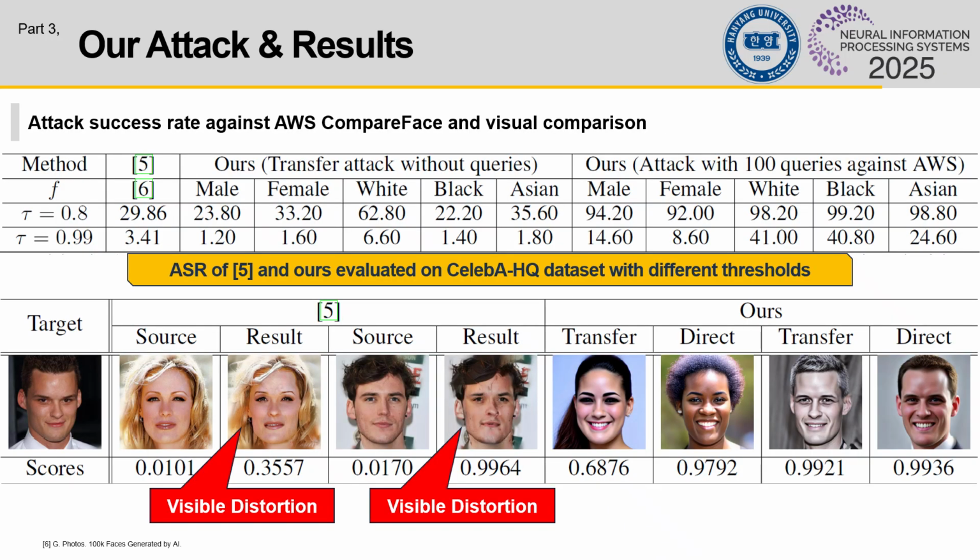As shown here, prior diffusion-based attacks often introduce visible distortions in the generated faces, making them noticeably unrealistic. In contrast, our method produces clean and natural-looking faces while also achieving significantly higher attack success rates across all attribute groups.